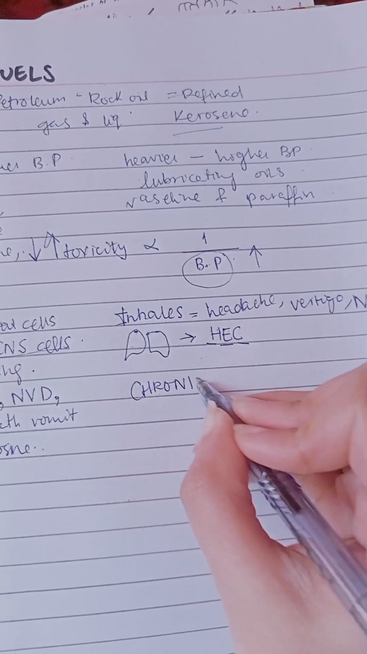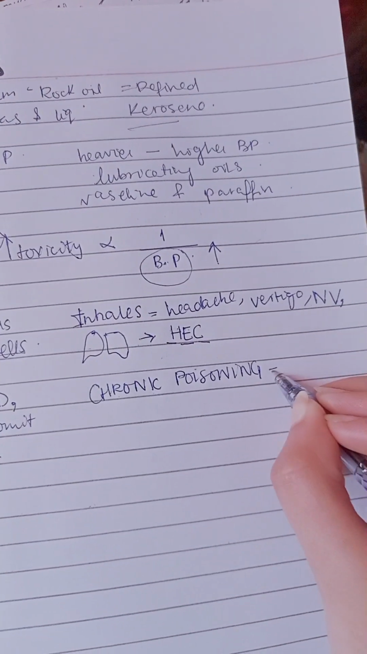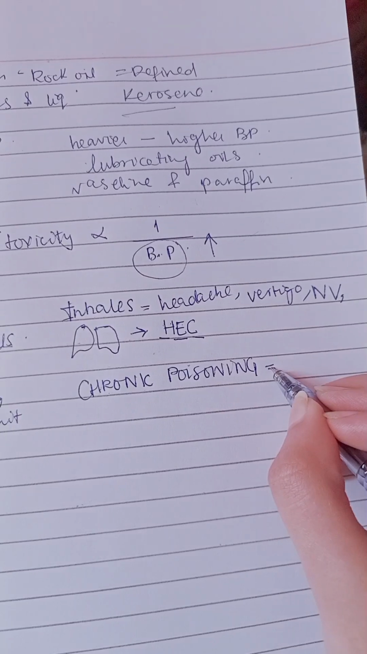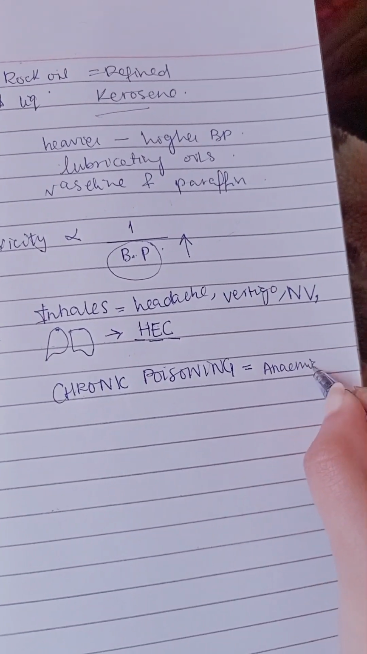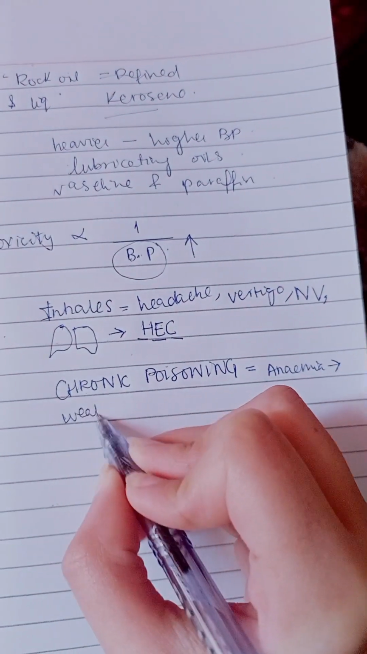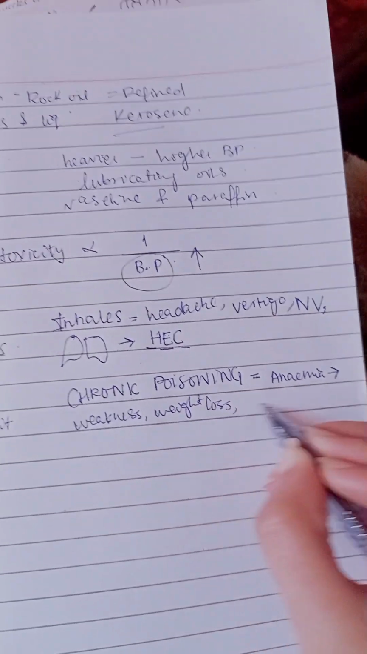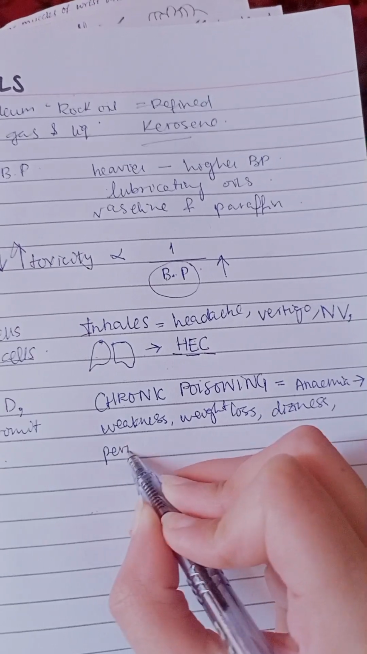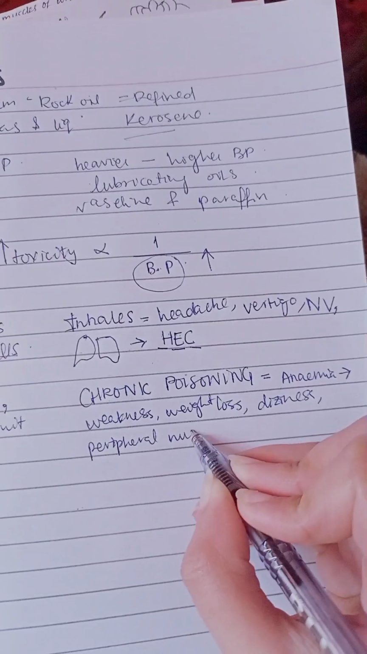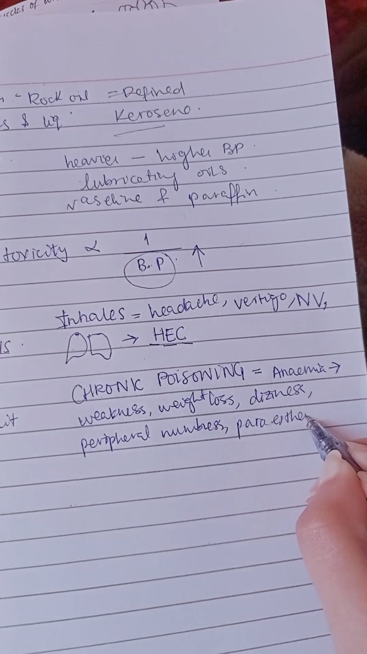In a patient with chronic poisoning, the symptoms will be slightly different. It is known to happen in persons who handle petroleum products. The principal symptoms are anemia, and from anemia, we can result the other symptoms, which will be weakness, weight loss, dizziness, peripheral numbness, paresthesia.